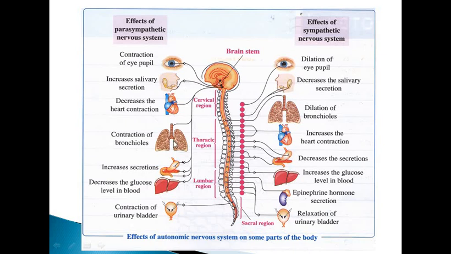The respiratory rate will be at a slow rate, so the bronchi will be constricted. The food will be digested well, with increased secretion of the GIT system. There is no need for more blood glucose, so the secretion of glucose from the liver will be decreased, and here contraction of the urinary bladder can occur.